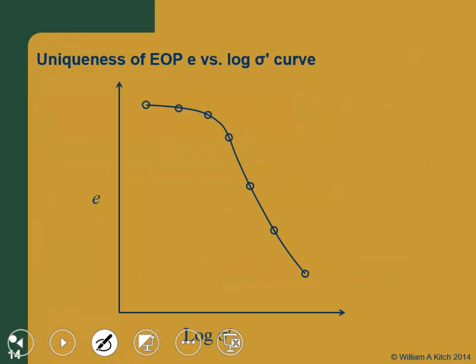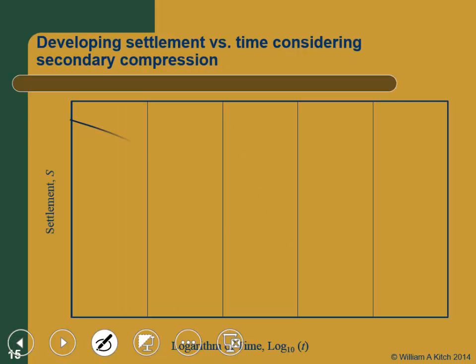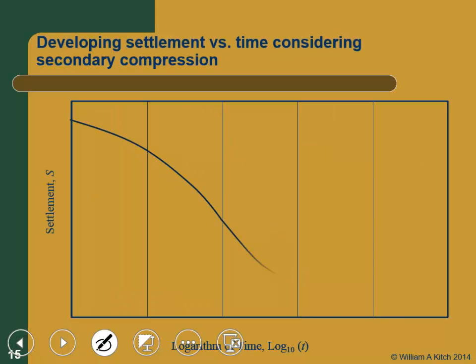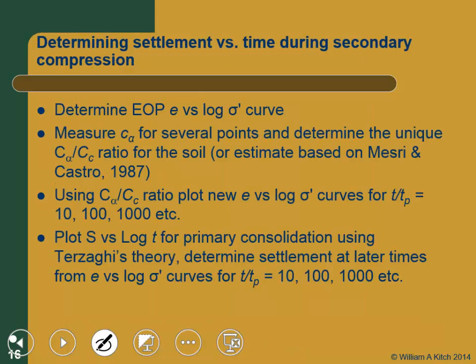So the uniqueness of the e-log-sigma curve. I'm not even sure why that slide was in there now, come to think of it. I don't know why that one's in. Oh, how do we do this? Okay, sorry.